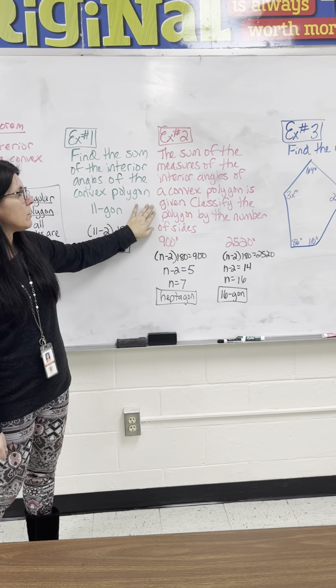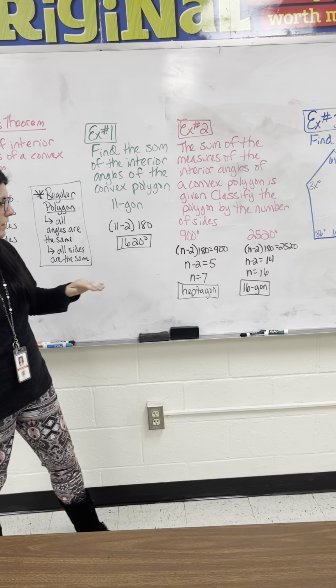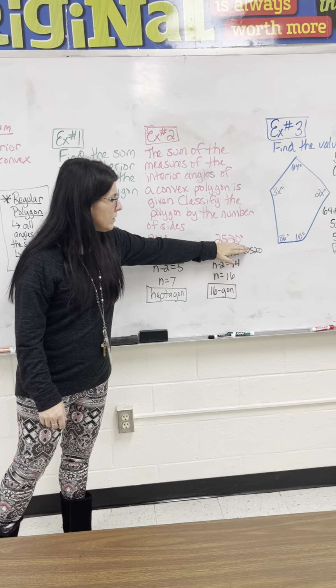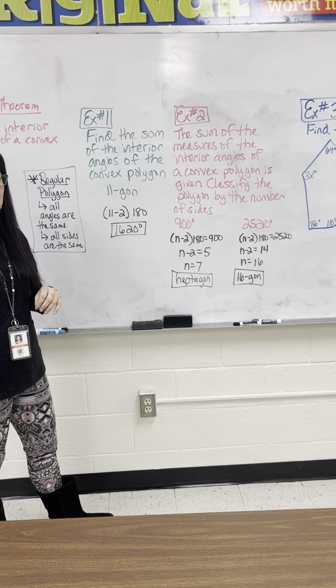This one is working backwards. It says the sum of the measures of the interior angles of a convex polygon is given. So this is the 900 and the 2,520. You're asked to classify the polygon by the number of sides.